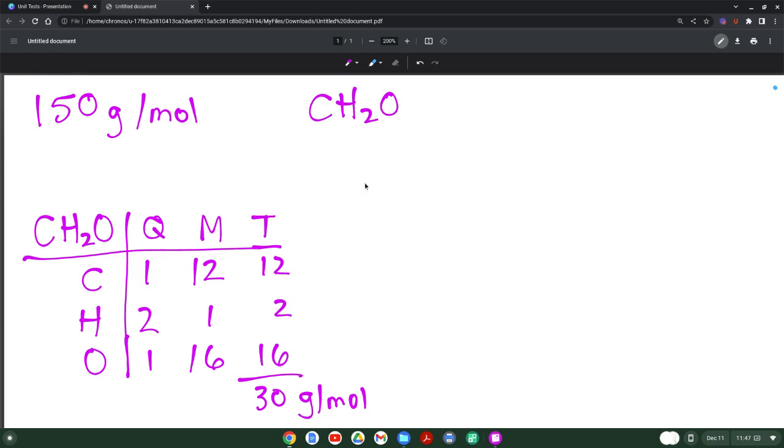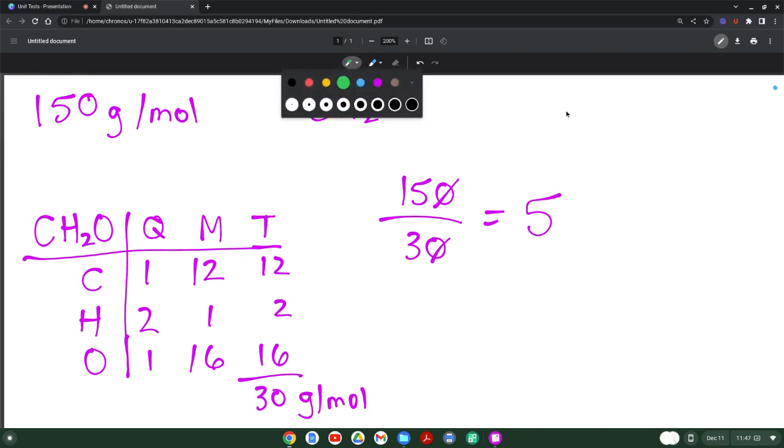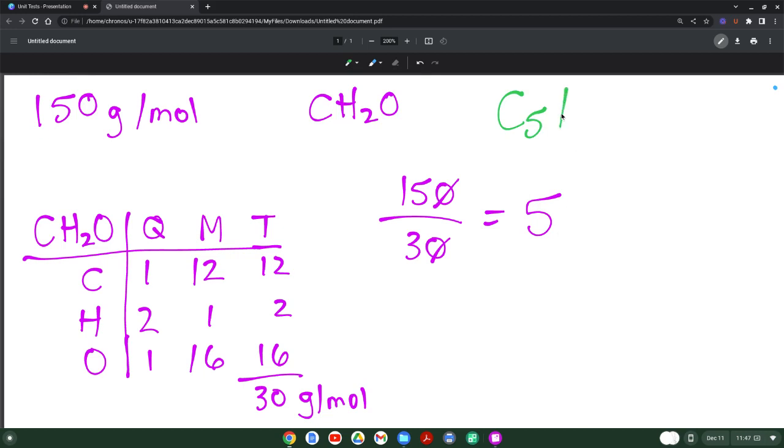So this CH2O comes in units really of 30. So we're going to take that 150 and divide it by the 30. 15 divided by 3 is 5. So that means my molecular multiple is 5. I am going to take every single subscript and multiply it by this 5 in order to get the full formula. So that is going to give me C5H10O5. And if we were to take a QMT of this, we would get the 150.